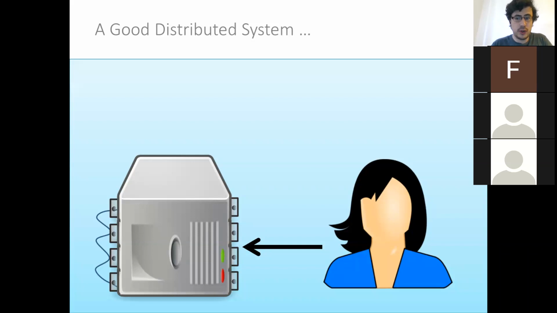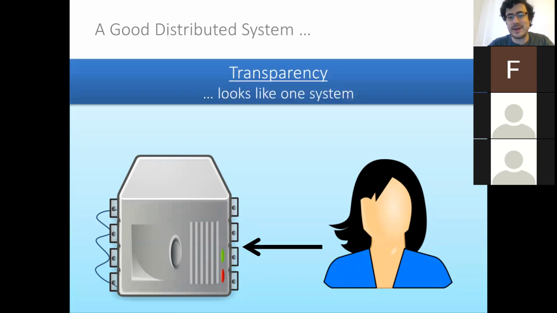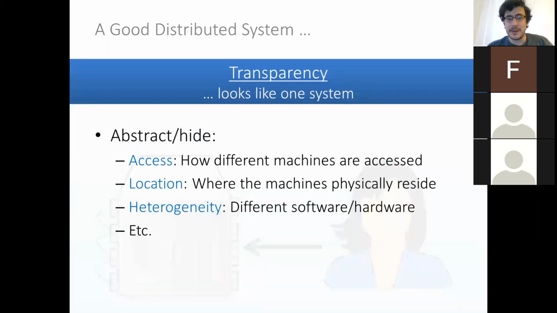Like when you go to search Google, you don't need to say on which machine within Google indexes the web page that you're looking for, right? You just send Google a request and it's all transparent, and then Google internally will figure out which machines to ask. So transparency, it should look like one system. So you want to abstract how different machines are accessed, where the machines physically reside, where they're plugged into the wall, what kinds of different software and hardware they're using, and so forth.